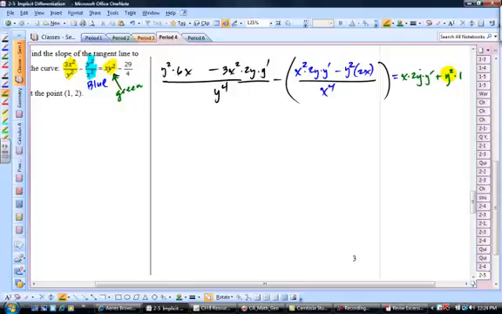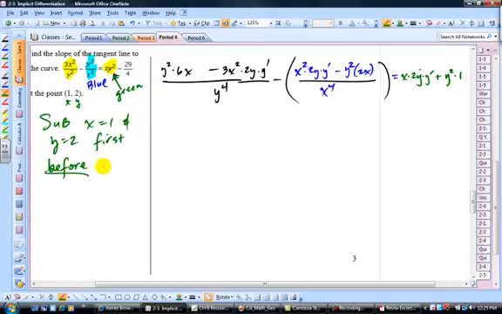Now this is a very complicated expression, and isolating y prime is difficult. So what we're going to do is we're going to substitute in our points first. Substitute in x equals 1 and y equals 2 first. Sub in x equals 1 and y equals 2 first before you isolate y prime. So let's go ahead and do that.